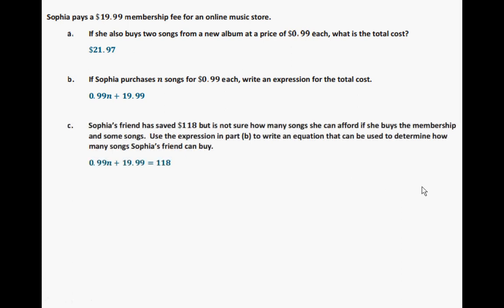Well, Sophia's friend has saved about $118 but is not sure how many songs she can afford if she buys a membership and some songs. So using the expression in part B, write an equation that can be used to determine how many songs she can buy. Well, again, that would be 99 cents times each song plus a membership fee of $19.99, and she has $118 total. So it would be equal to, but not more than, $118.